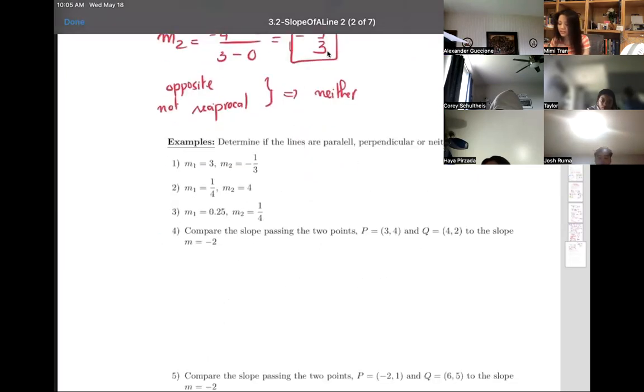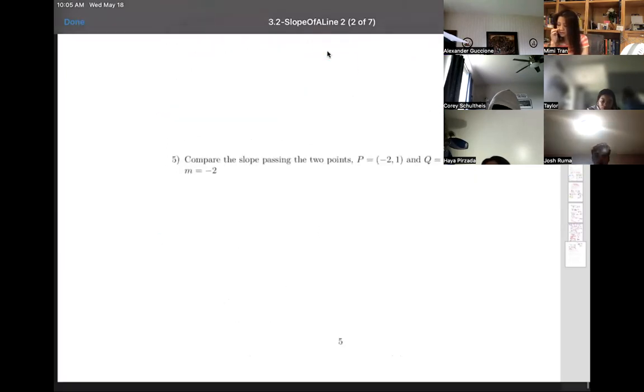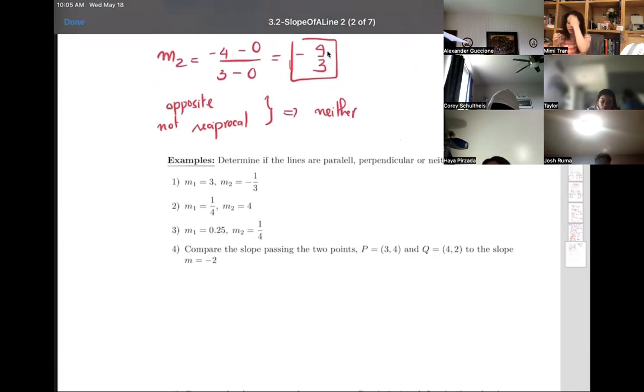Let's take a look at this example. Let's see. We're almost there. Just bear with me for a few minutes. Determine if the lines are parallel, perpendicular, or neither. What do you think about the first one?